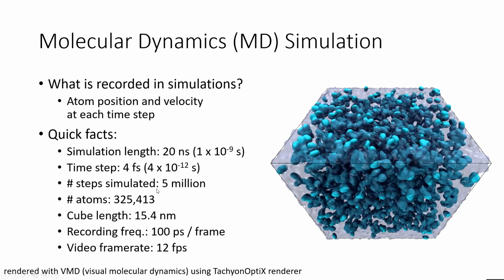The total number of actual steps of simulation in order to get 20 nanoseconds was 5 million. There are 300,000 atoms. The size of this cube is 15 nanometers. And the actual frames of the video that I'm showing you are 1 frame per 100 picoseconds of simulation.